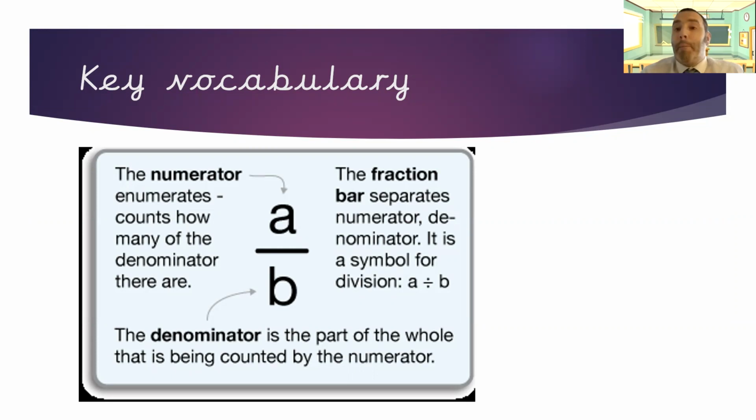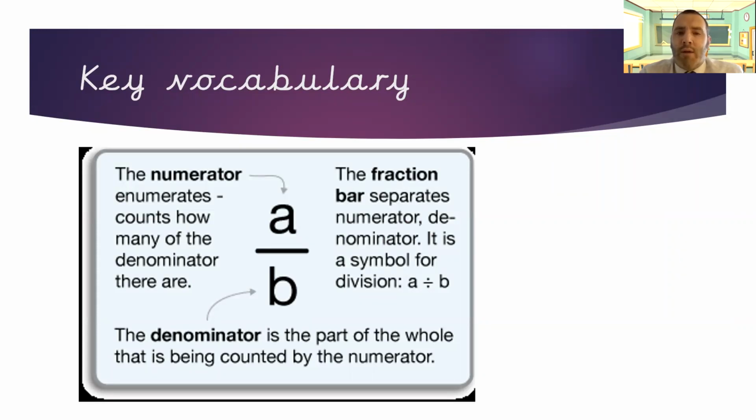So if we use a pizza, for example, I can cut it into 4 slices. So if I was using pizza, my denominator would be 4. If I cut it into 6 slices, my denominator would be 6. And then if I ate 2 slices of those 6, my numerator would be the 2 to show how many I've eaten. Or if I wanted to know how many was left, that would be 4. So there are 4 slices out of the 6 left to share around.